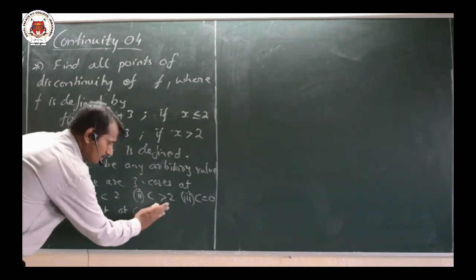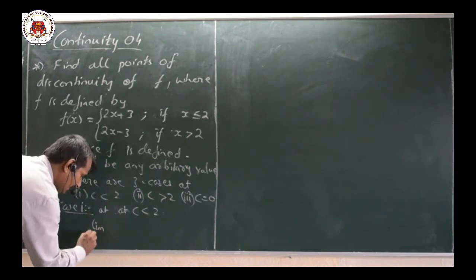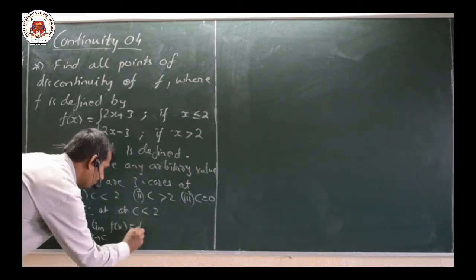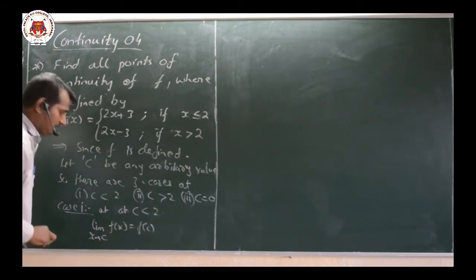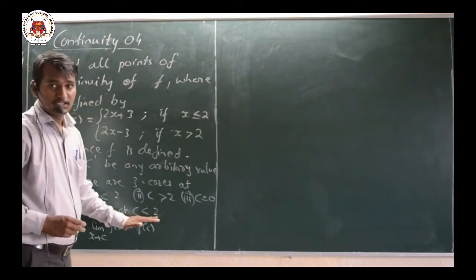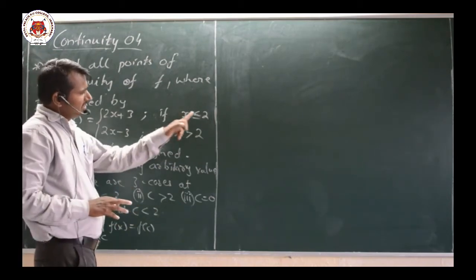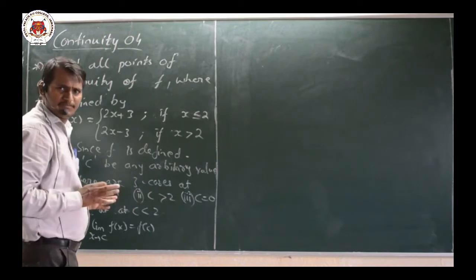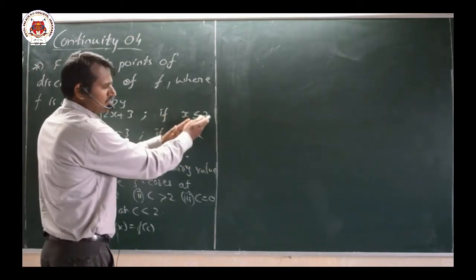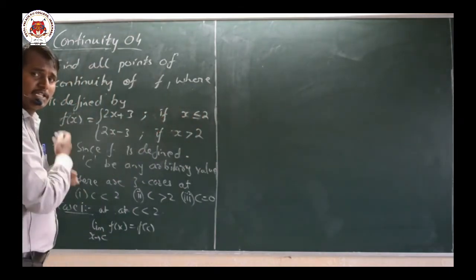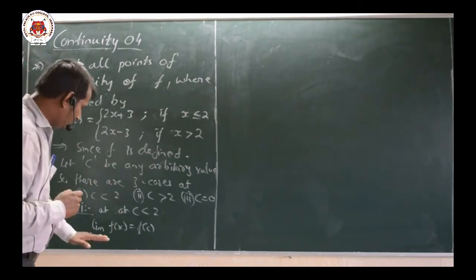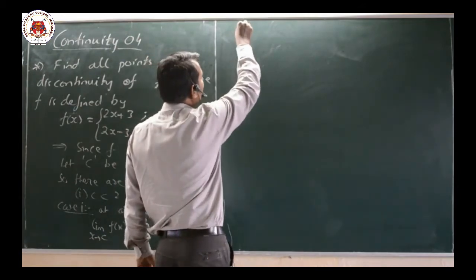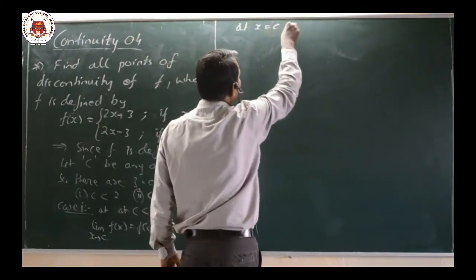According to the definition, limit as x tends to C of f of x should equal f of C. Here we are discussing only x less than 2. Whatever values of x are less than 2, all those values I am taking as C. Since here I will find the value at x equal to C of f of x.